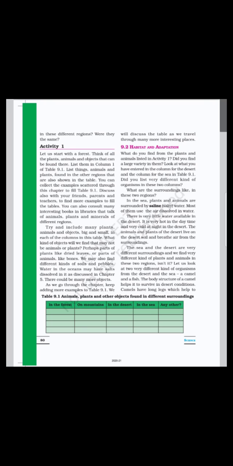In the sea, plants and animals are surrounded by saline water, means salty water.